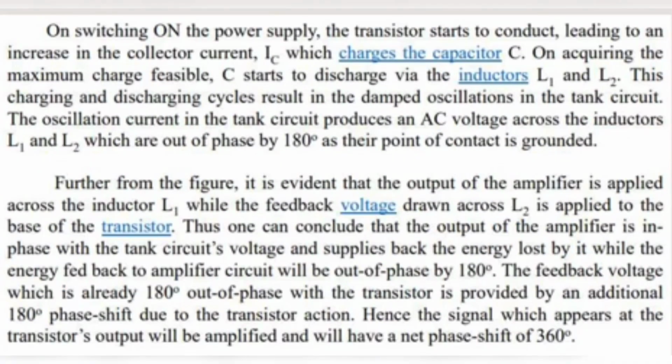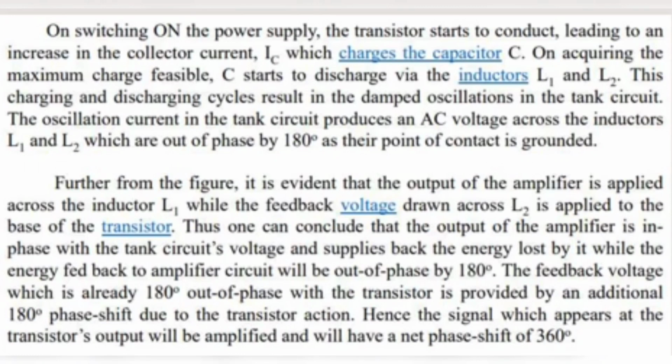On switching on the power supply, the transistor starts to conduct, leading to an increase in the collector current IC, which charges the capacitor C. On acquiring the maximum charge feasible, C starts to discharge via inductors L1 and L2. This charging and discharging cycle results in damped oscillation in the circuit. The oscillation current in the circuit produces an AC voltage across the inductors L1 and L2, which are out of phase by 180 degrees as their point of contact is grounded.